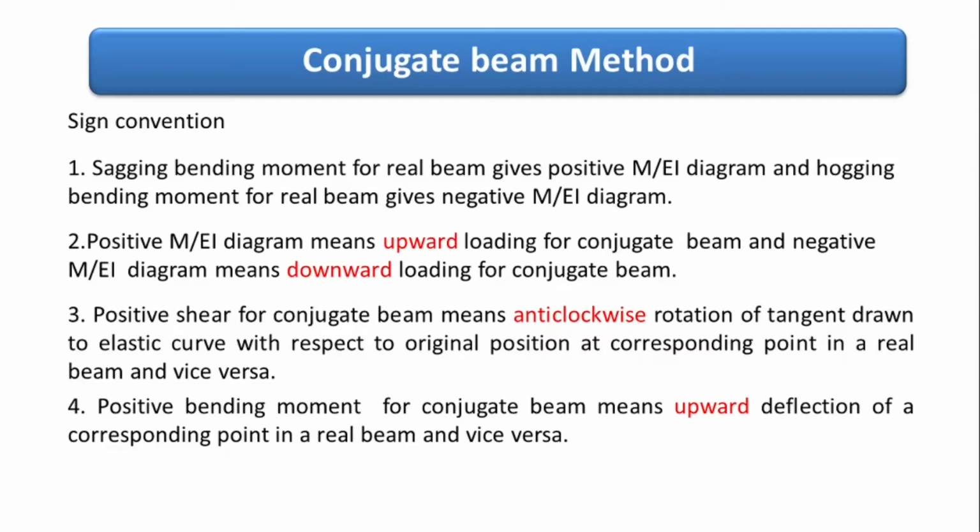The next is positive shear for conjugate beams mean anti-clockwise rotation of a tangent drawn to elastic curve with respect to original position at corresponding point in a real beam and vice versa. And last one is a positive bending moment for a conjugate beam means upward deflection of a corresponding point in a real beam and vice versa.